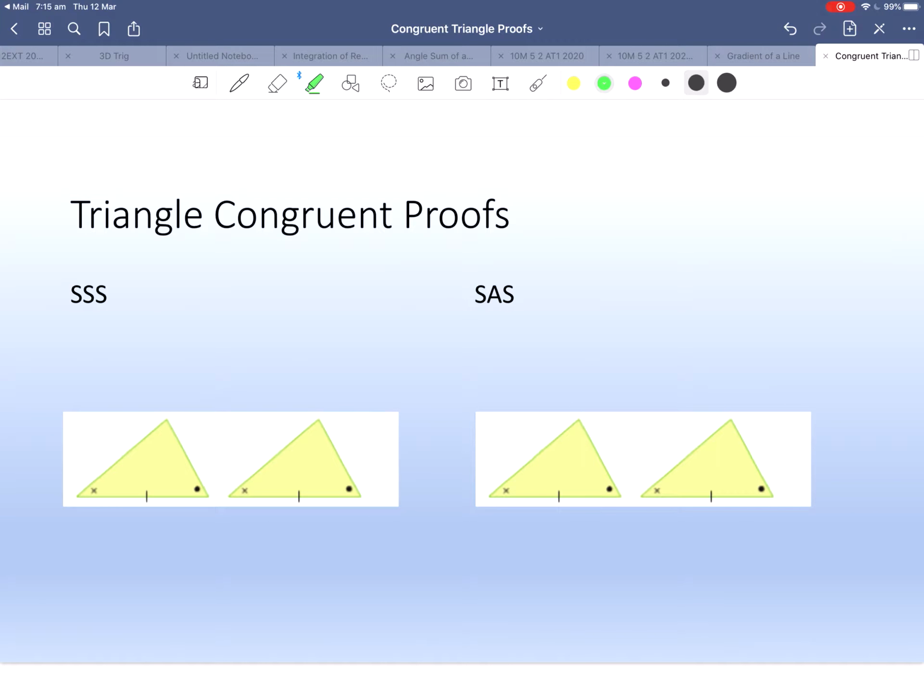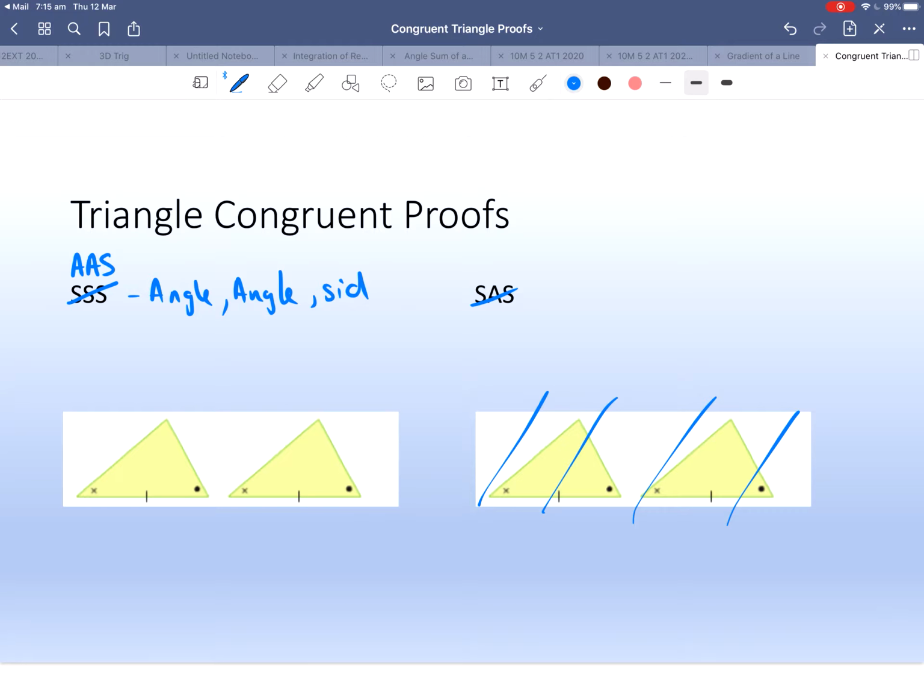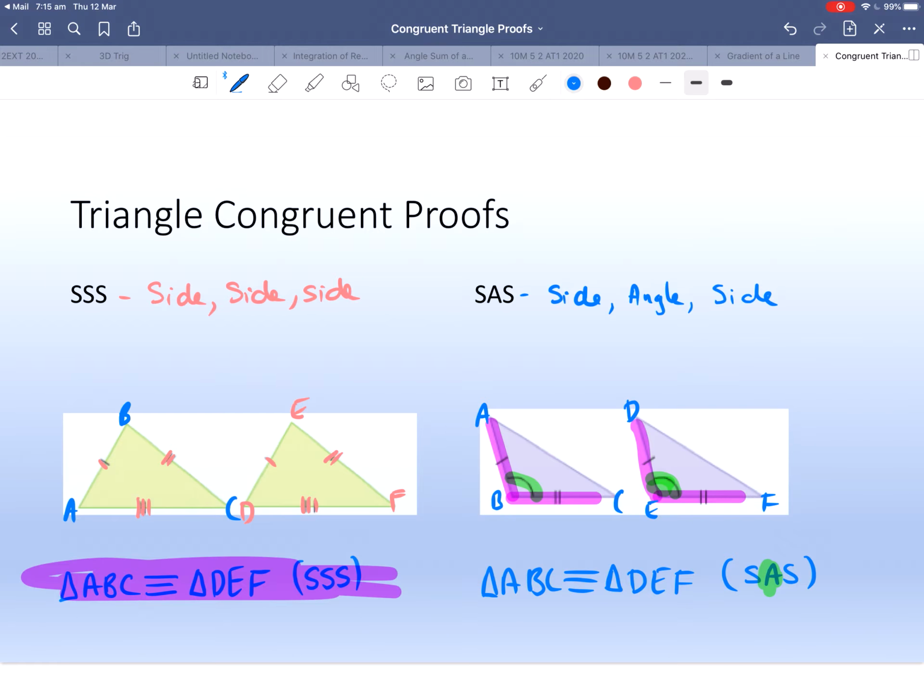Let's go to the third proof. Oh, I wrote it wrong, so let's fix this up. This one is angle, angle, side, and I'm going to have to write that one again. This one's wrong, so don't write that one down, please. I'll put the new triangle in. So angle, angle, side. Now this is like side, angle, side.